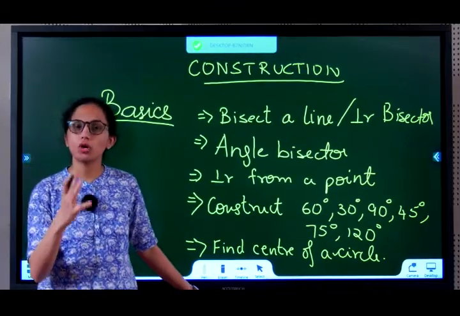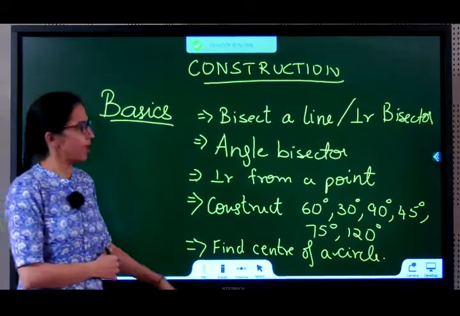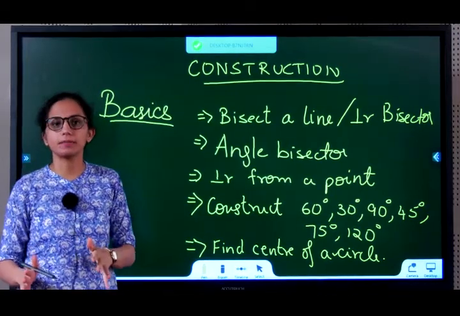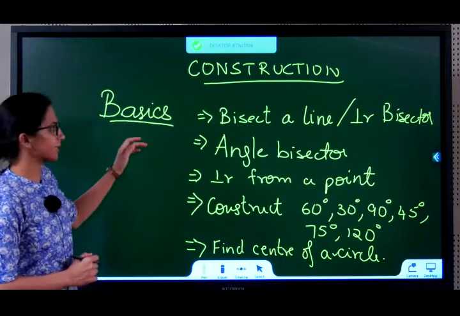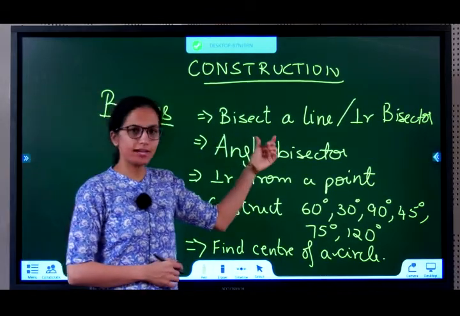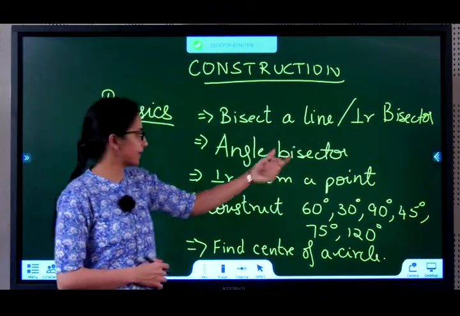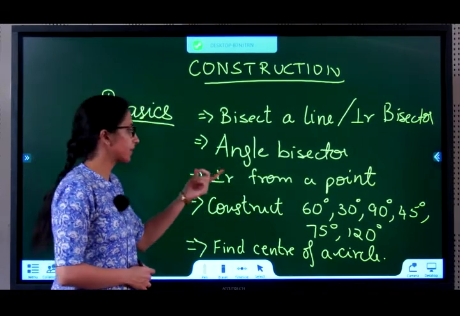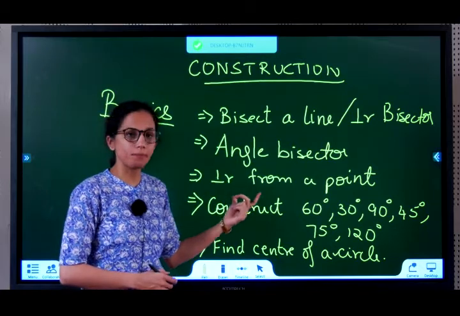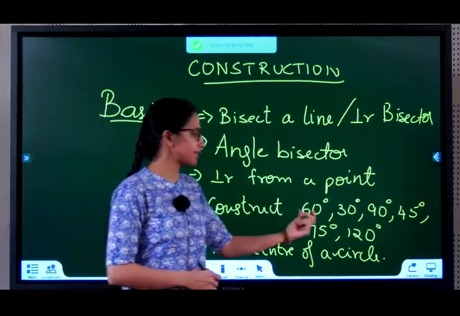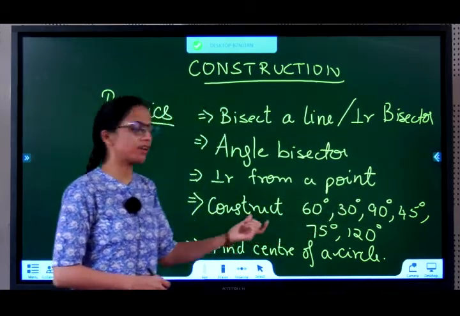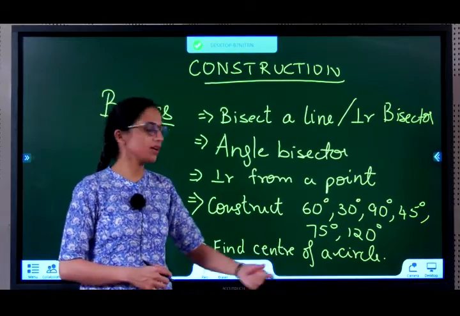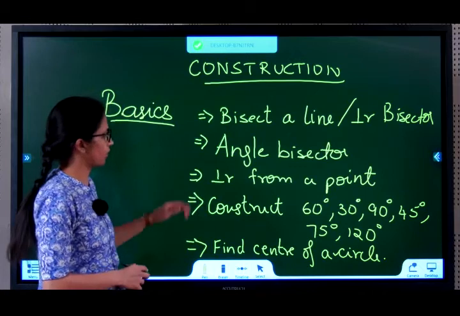Before we dive into what we have in the 10th standard syllabus, we will first brush up a few basics that we will need in this chapter. In the basics I am going to cover how to bisect a line, or nothing but a perpendicular bisector, how to draw an angle bisector, how to draw a perpendicular from a point, how to construct 60 degree, 30 degree, 90 degree, 45 degree, 75 degree, 120 degree, and find the center of a circle. How do you do all of this? We will learn all of them.